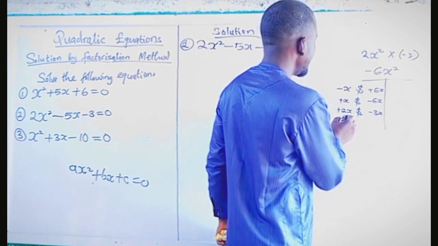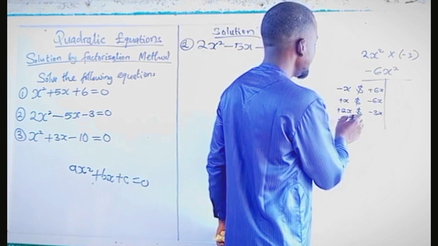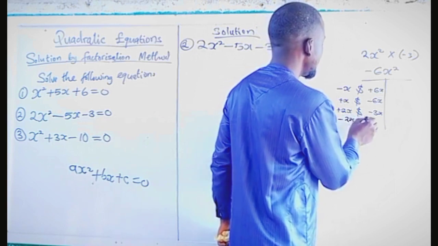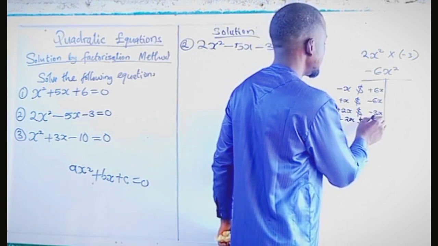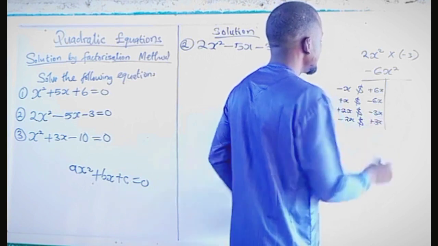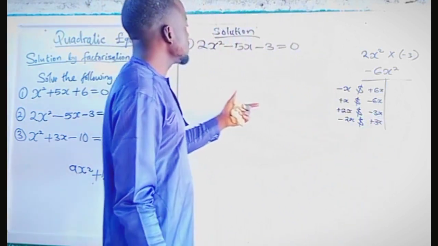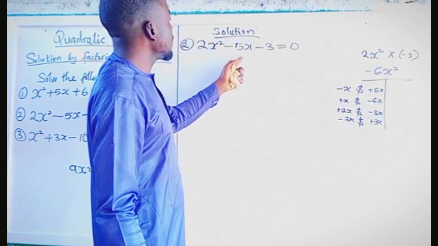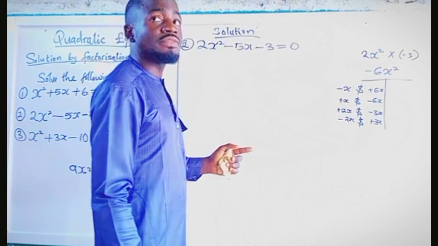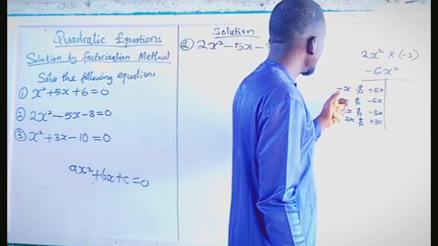And lastly, we have minus 2x and plus 3x. So among these factors, let's look for the one that sums up to give us minus 5x. So let's start with this one.